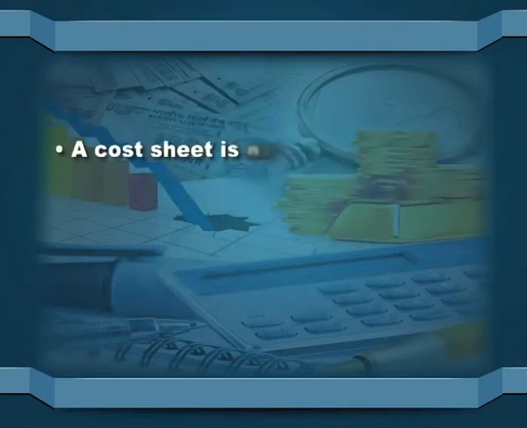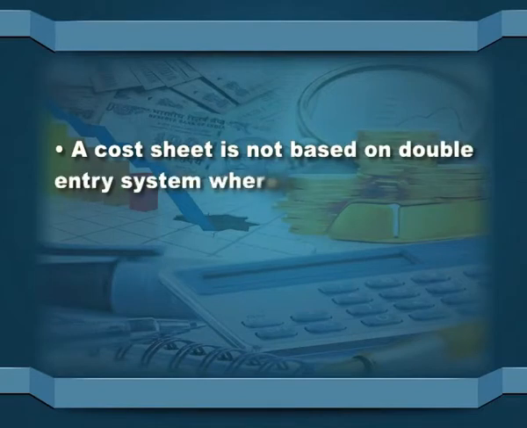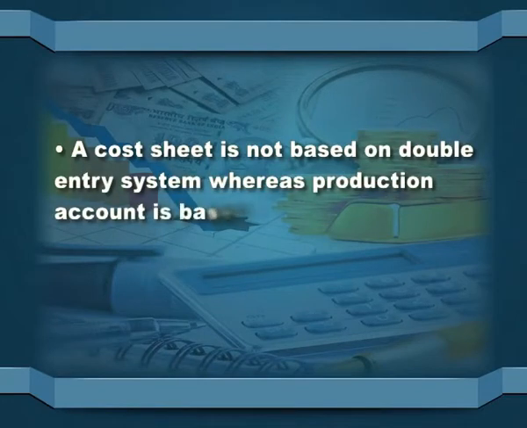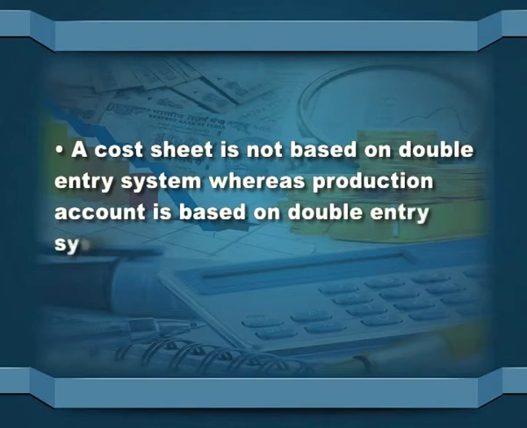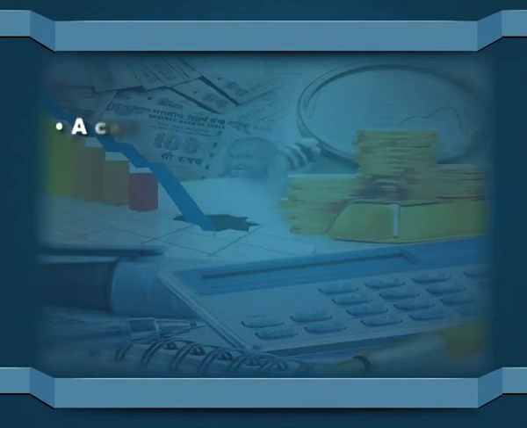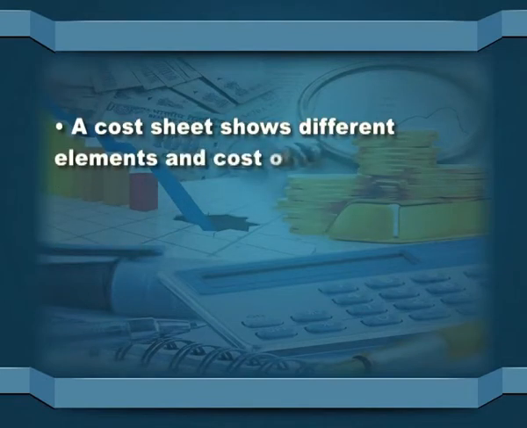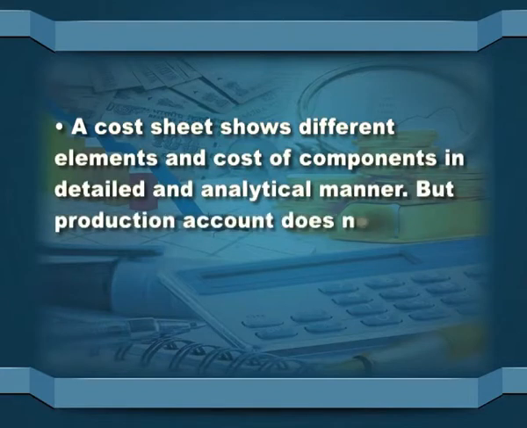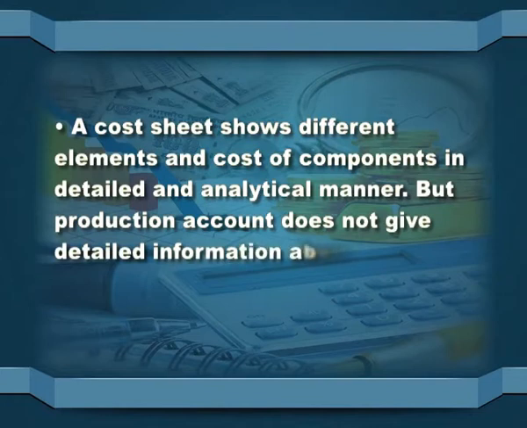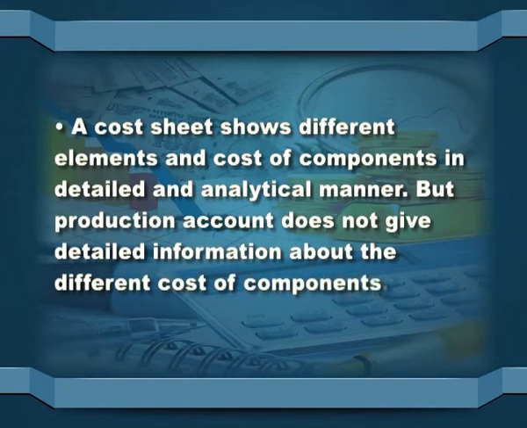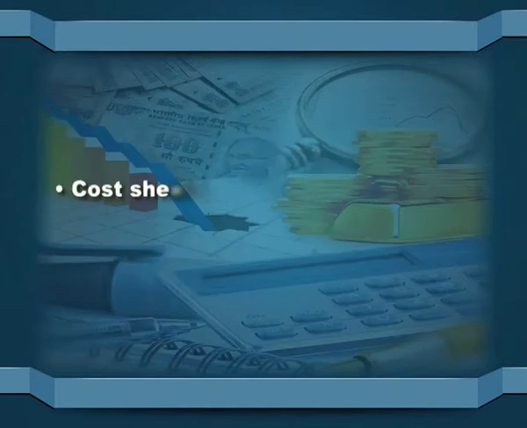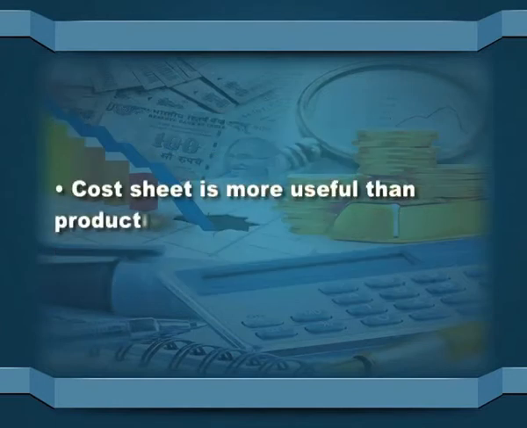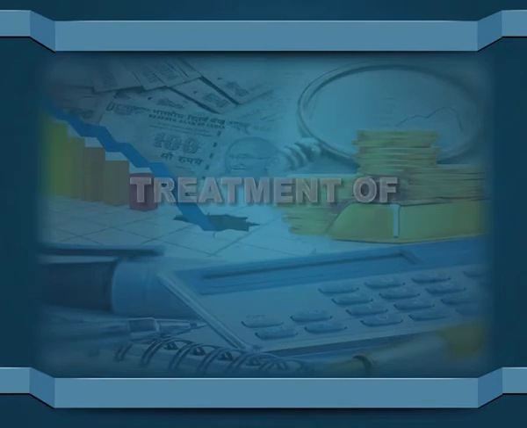Number 1. A cost sheet is not based on double entry system, whereas production account is based on a double entry system. Number 2. A cost sheet shows different elements and cost of components in a detailed and analytical manner, but the production account does not give detailed information about the different cost of components. Number 3. Cost sheet is more useful than the production account.